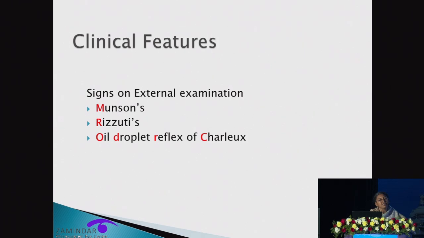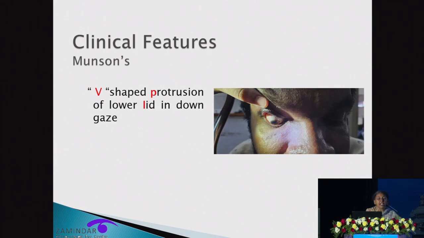Here, the clinical features, we can broadly classify them as external examination and slit lamp examination. The three characteristic clinching diagnostic signs of keratoconus are Munson's sign, Rizzuti's sign, and the oil droplet reflex of Charleux. I'll go one by one. Munson's sign, what is this? It's a V-shaped protrusion of the lower lid in down gaze. This is a very subjective phenomenon, more commonly pronounced when the keratoconus is advanced. Otherwise, in early keratoconus, you might not be able to see this sign.